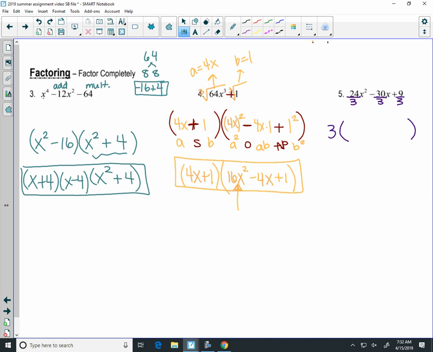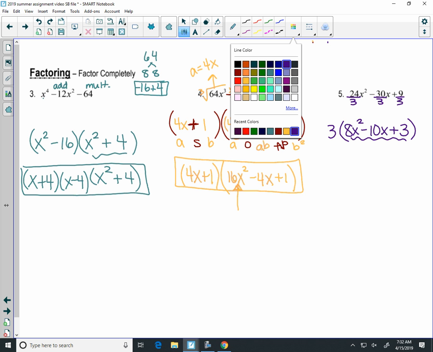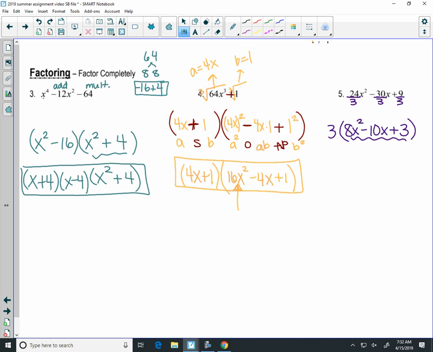24 divided by 3 is 8, so 8x squared. 30x divided by 3 is 10x. 9 divided by 3 is 3. And now I'm going to factor with what I have in the parentheses there. You still want that 3 on the outside in your final answer, but now we're going to factor with this, and our lives are going to be a little bit easier since the numbers are smaller. 8 times c, 8 times 3 is 24.